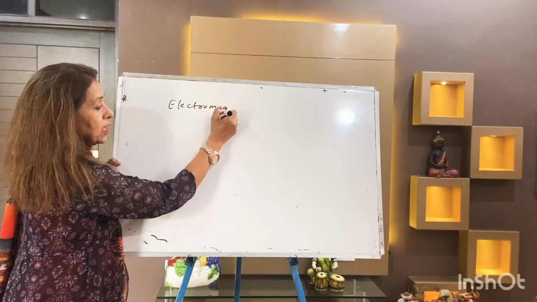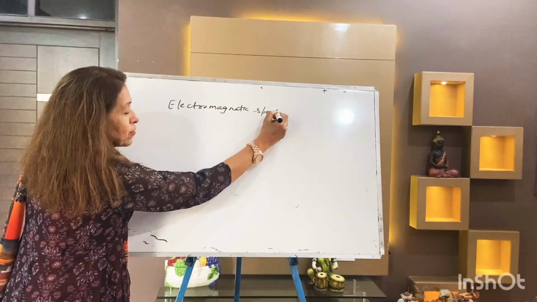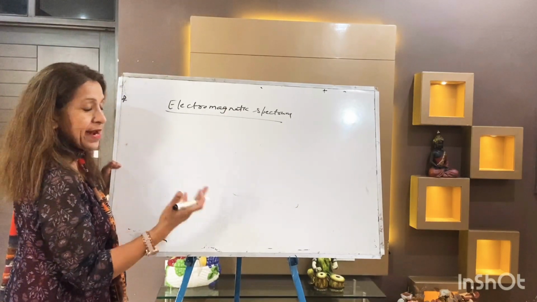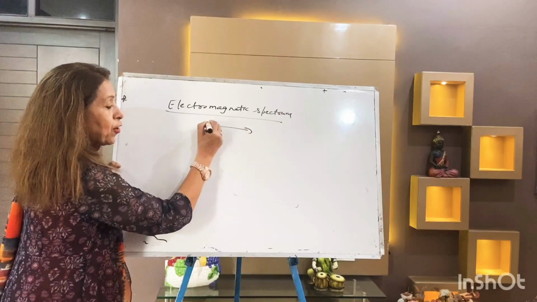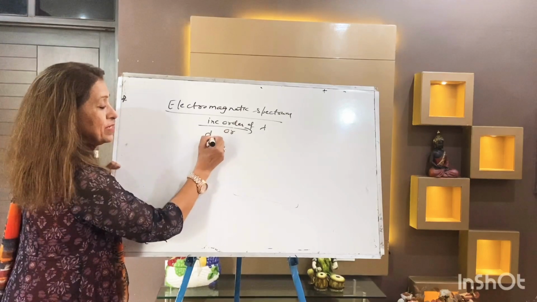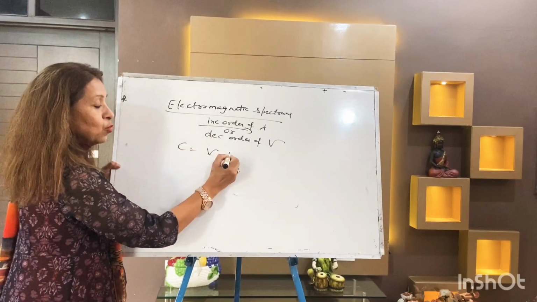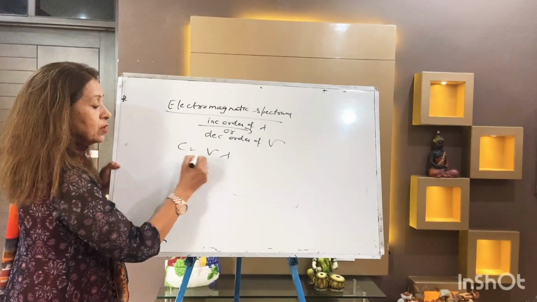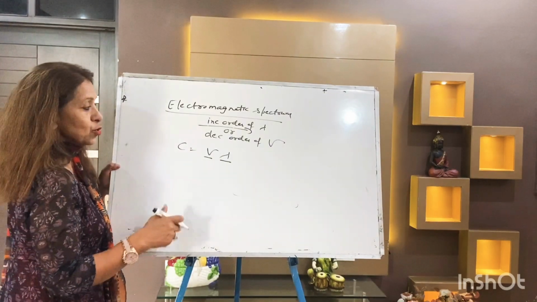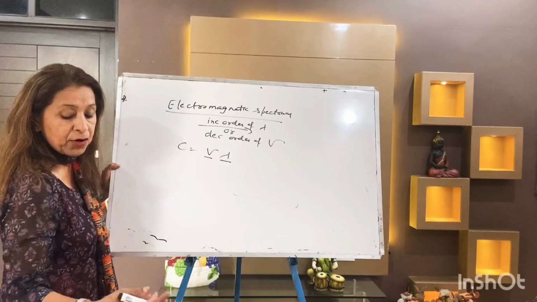Arrangement of all these in the increasing order of wavelength and decreasing order of frequency. Electromagnetic spectrum is the arrangement of electromagnetic radiations in the increasing order of wavelength, or you may say decreasing order of frequency. One and the same thing, because C is equal to nu lambda, that means nu and lambda are inversely proportional to each other because it's their product.